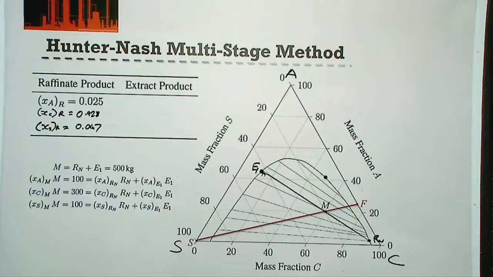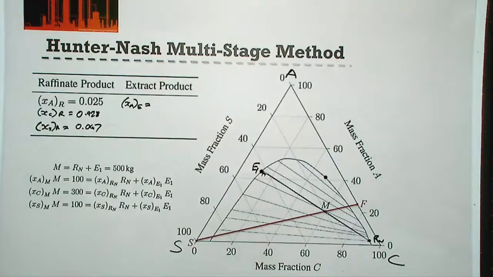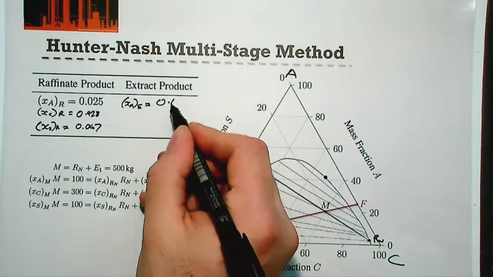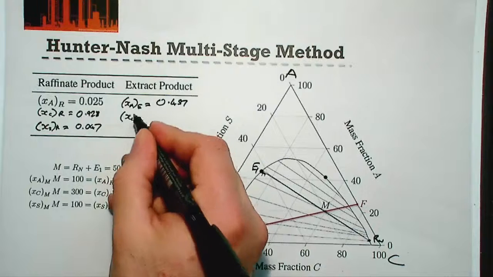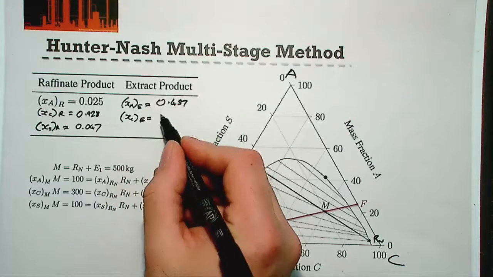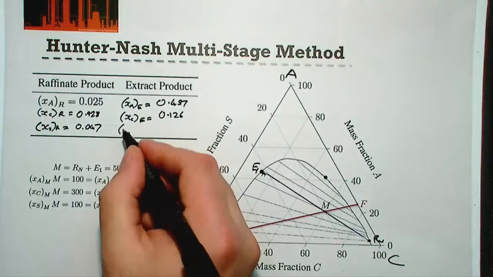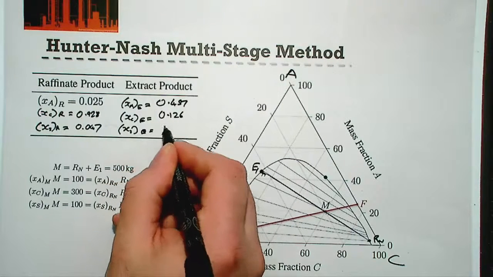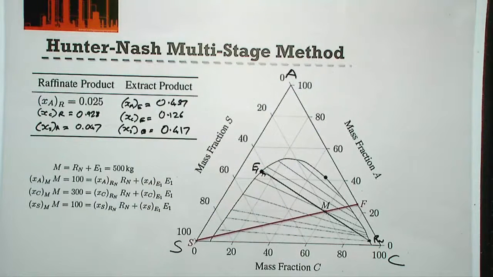So that allows us to actually find the raffinate and the extract for our multi-stage system. And again, we can read off the compositions of our extract component. So it's almost 46% of our solute, about 12.5% of our carrier, and about 42% of our solvent.